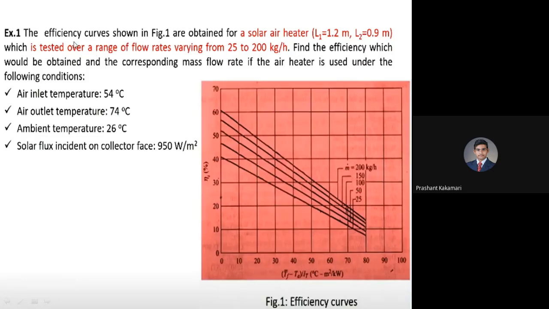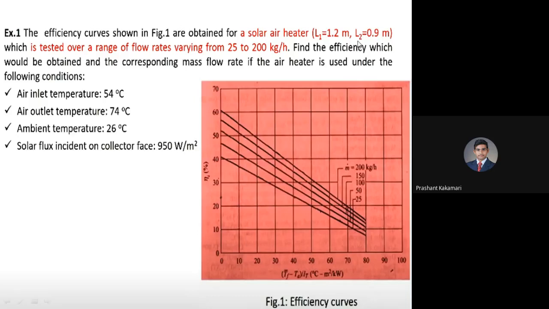You can see this example here. What they have given is the efficiency curve shown in figure 1. These black colored inclined lines are the efficiency curves, and efficiency is shown on the y-axis, from 0 to 70 percent. Between that, efficiencies are varying, and these values are obtained for a solar air heater of length L1, 1.2 meters. This L1 you can assume as the length of the solar air collector. L2 you can assume as width.